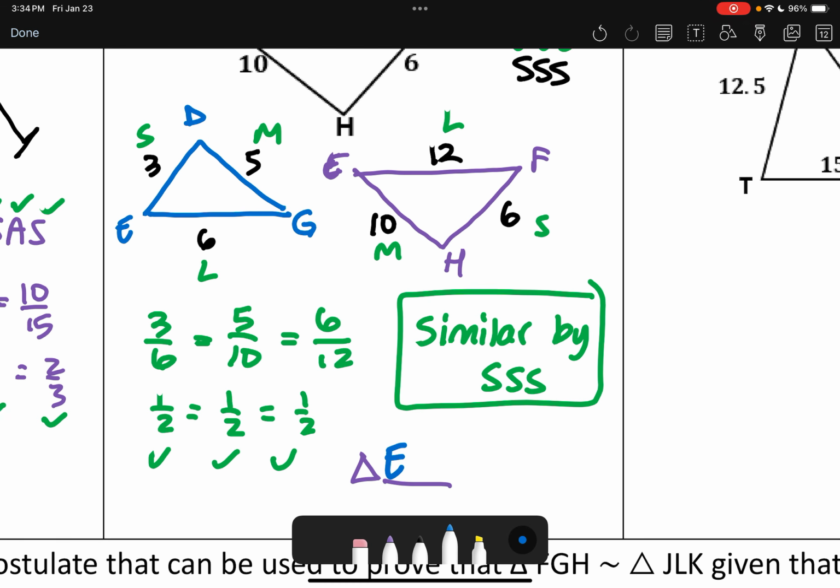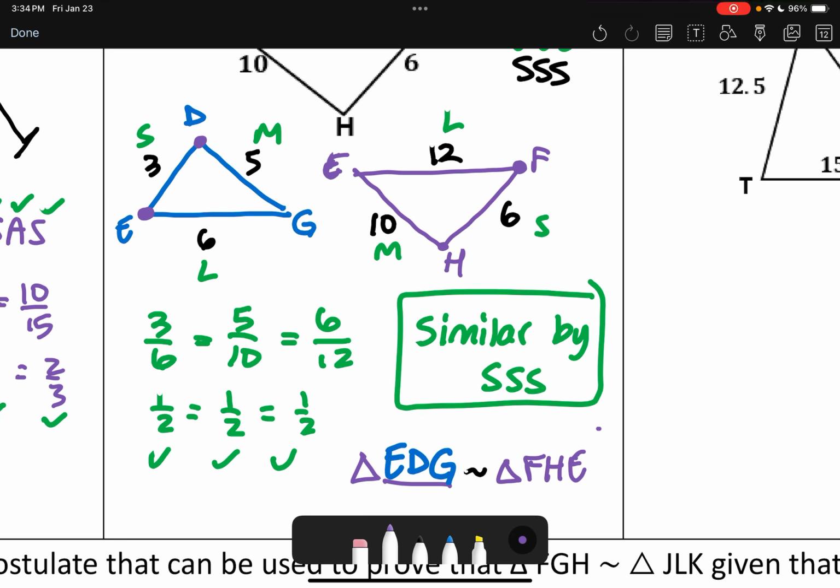So it'd be triangle EDG. That would be similar to triangle... Well, if you look at E, it is right here where the large side connects with the small one. So the large connects with the small one here at F. So that would be F. The next letter or vertex we have is D. D connects small with medium. Small with medium here is H. And then the last letter here is E.